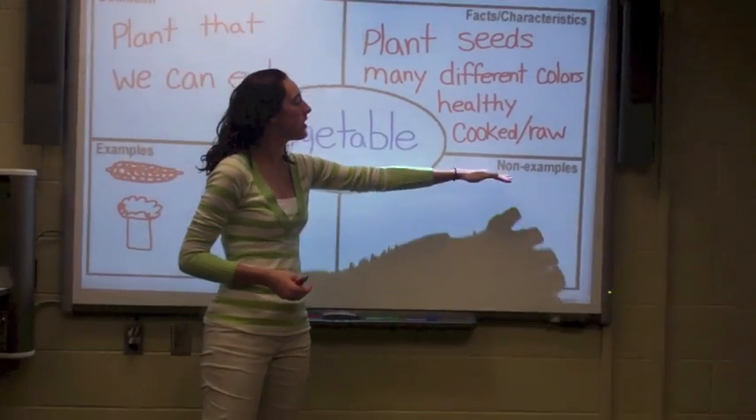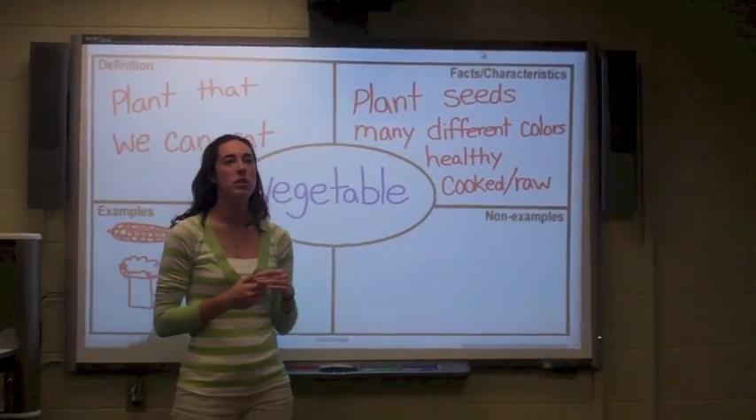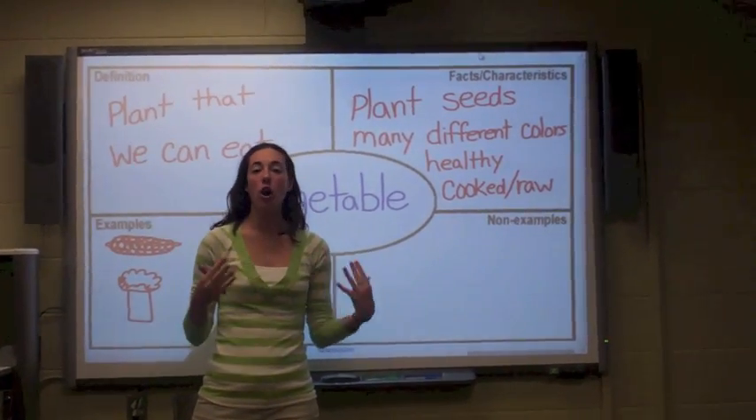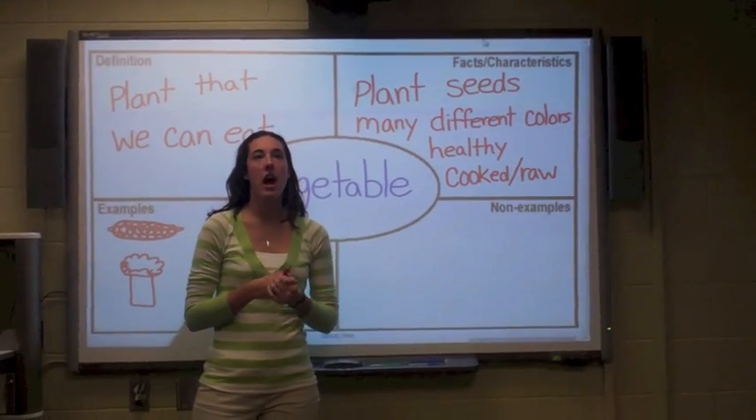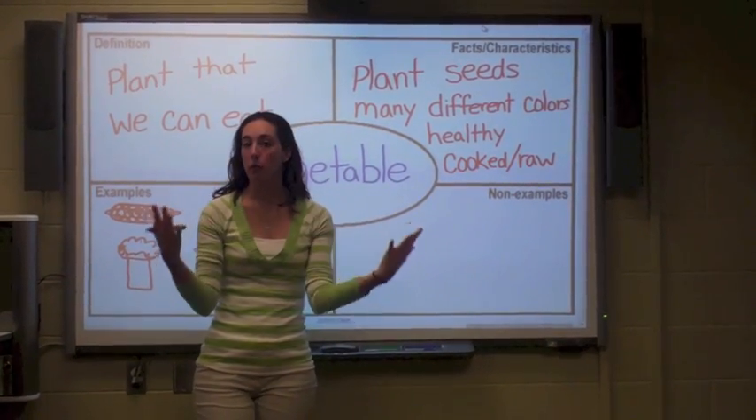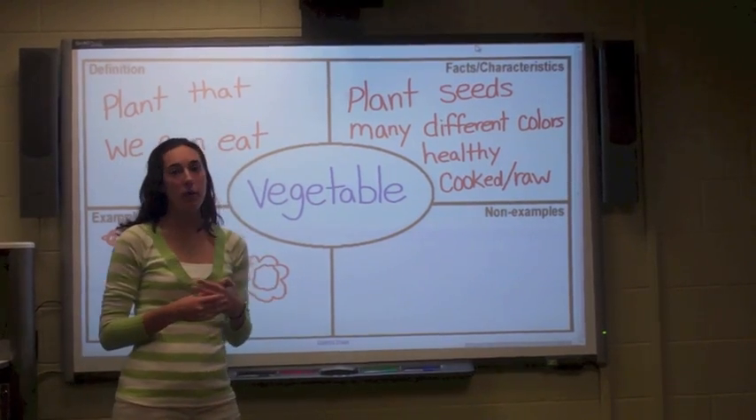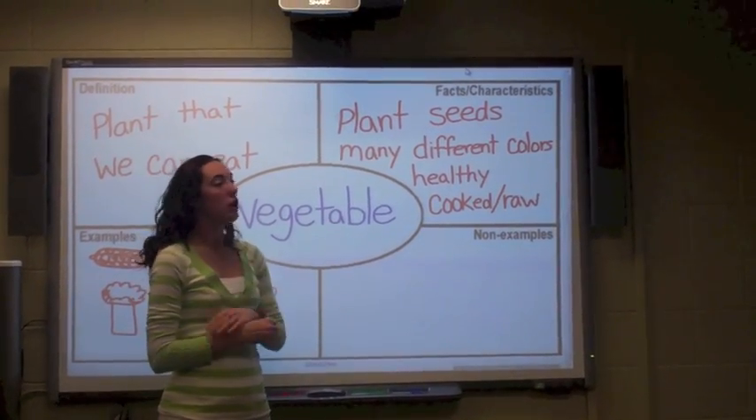So now we're going to move into non-examples of vegetables. And what we mean by non-examples is we want to think of things that aren't a vegetable. So we could think of another type of food, or we could think of a type of fruit. So my example is going to be one of my favorite fruits. So I'm going to say grapes.